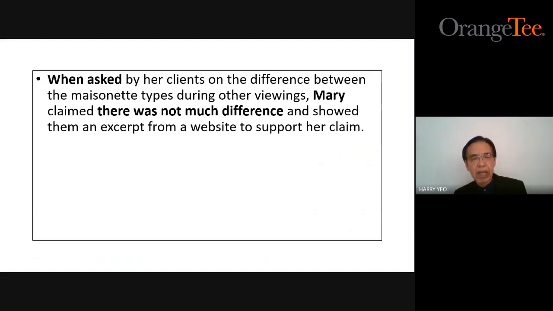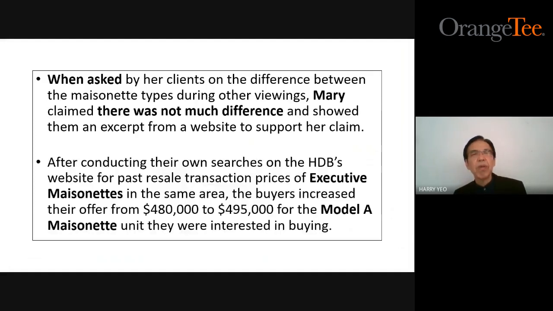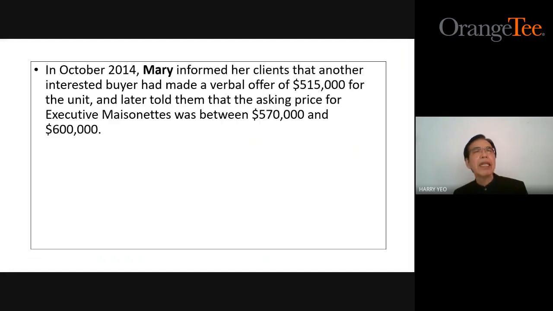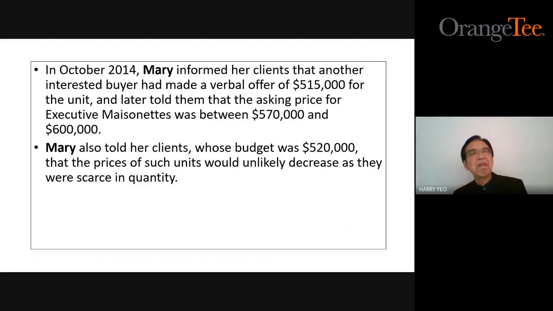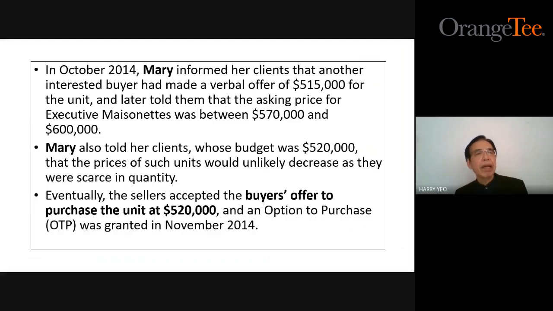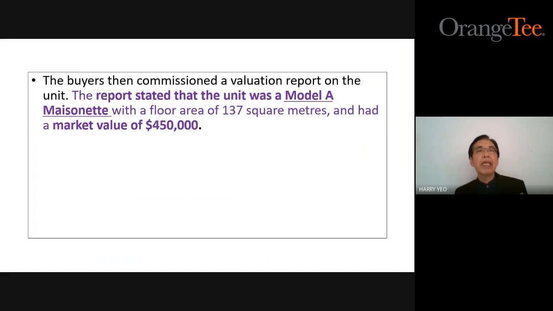All right. And then when the client asks, what's the difference? There's no difference, not much difference. So Model A, more or less the same, the agent says. So now the client offers to buy. Later, the client offered 520,000 because in the mind of the client it is an executive mezzanette. The buyers did a valuation report and got it.